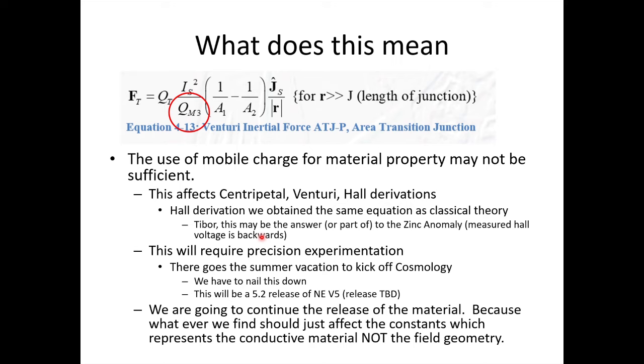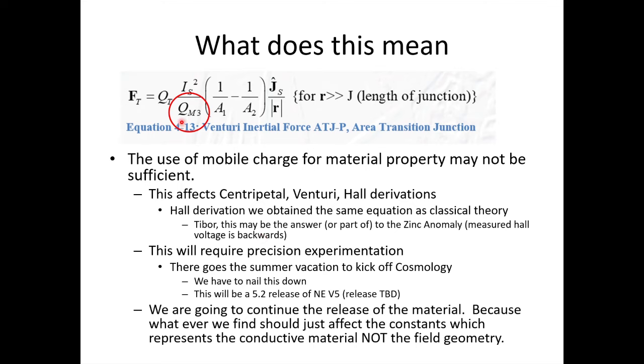I was hoping to use a summer vacation to kick off the cosmology, get new electromagnetism V5 behind me and kick off cosmology. But we have to nail this down. And depending on how this works out, it could just be a case that the published values are wrong, and we just have to get those fixed and get the right published values. That's going to be the easy way out. The hard way out is this is going to have to be all new physics here.